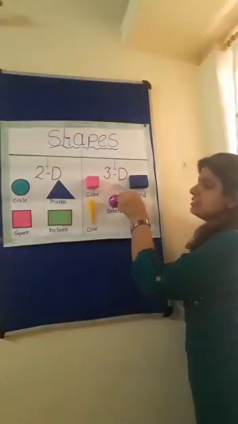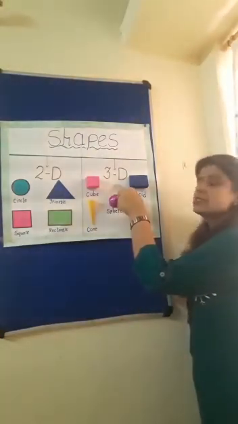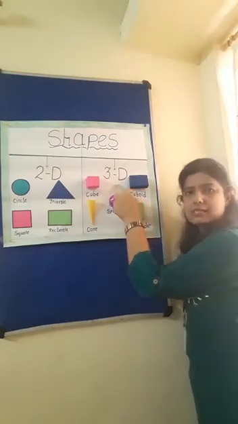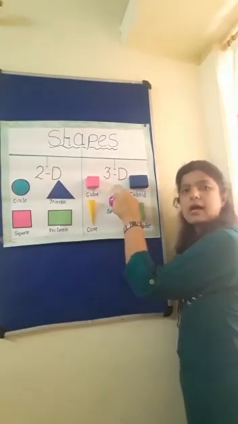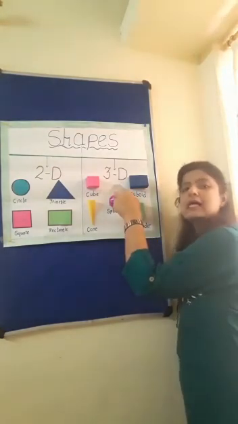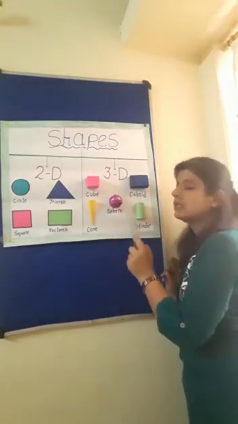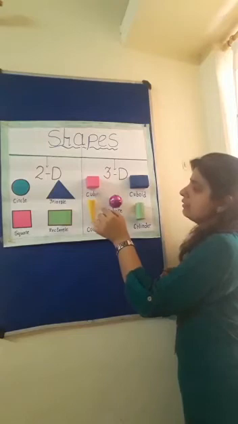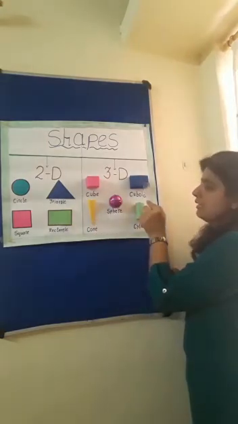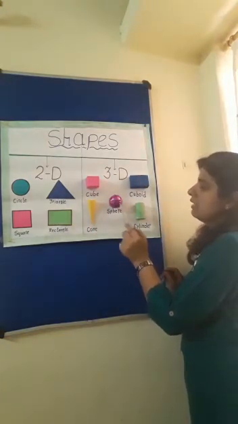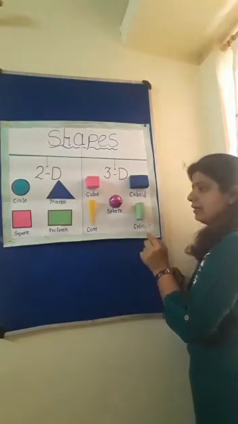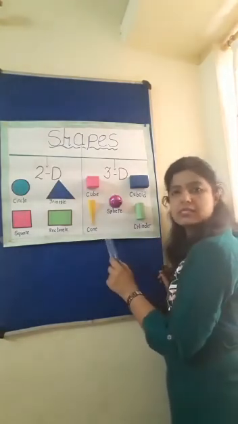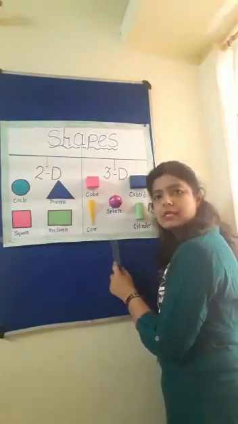Now, 3D shapes. 3D shapes are solid shapes. It has three measurements, that is length, breadth and height. That is why these are known as 3D shapes or three-dimensional shapes. For example, cube, cuboid, cone, sphere, cylinder. Now, you will study about these shapes in details.